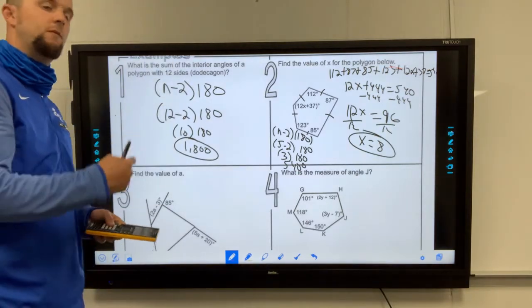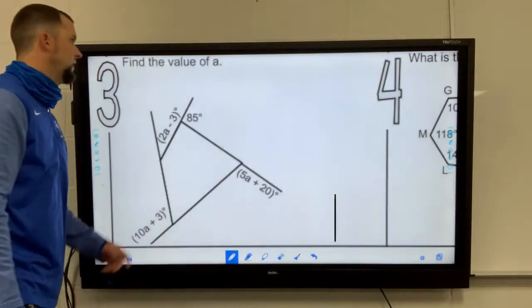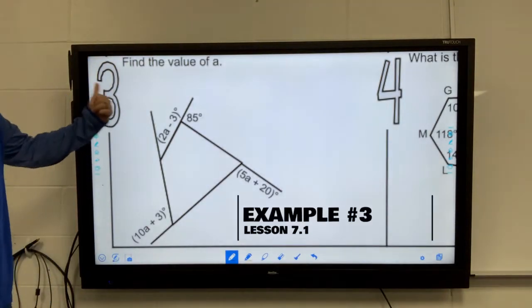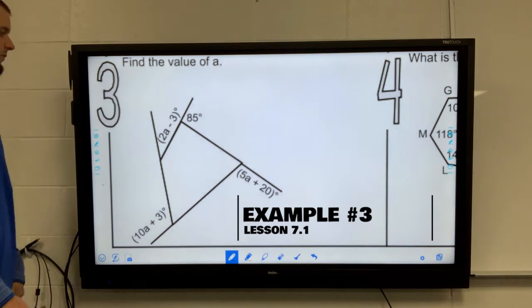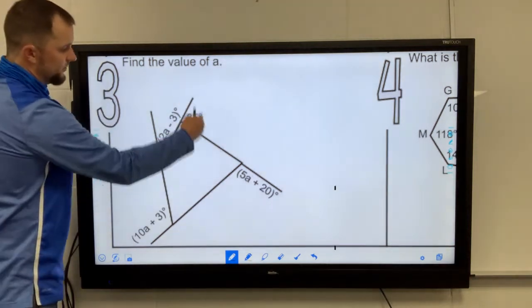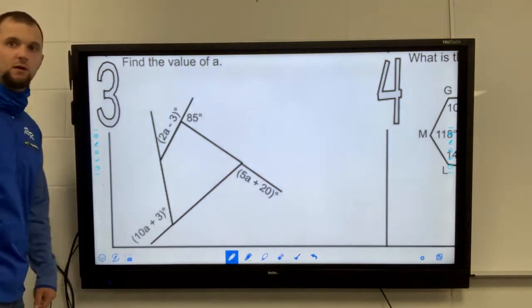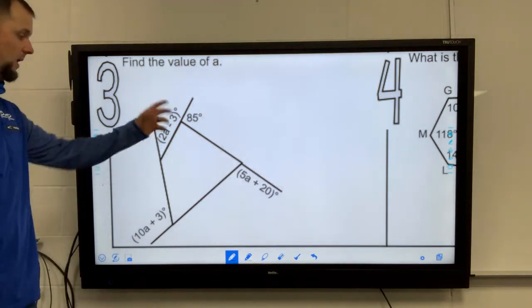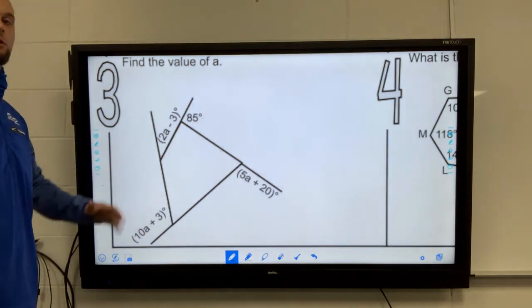Okay? So let's jump over to example number 3. All right, guys, so now look at example number 3. It wants me to find the value of A. So if we look here, all of these angles are being formed by extensions from my polygon here. So I know all these are going to be exterior angles.